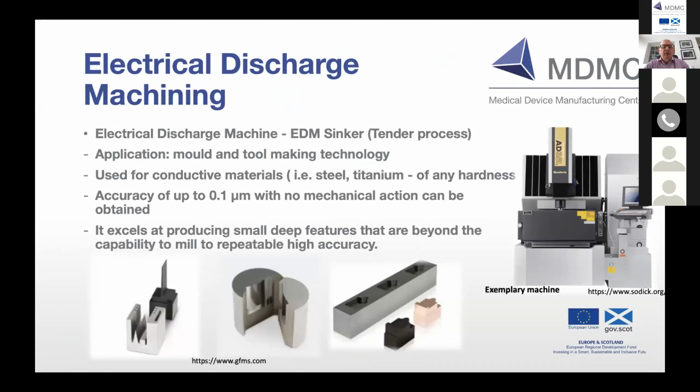Another machine which will be very useful for manufacturing molds and also for making tools will be electrical discharge machining, also known as an EDM sinker. You have an exemplary machine here because we are going through a tender process. Accuracy would be of the order of 100 nanometers with no mechanical action. The idea is to produce very deep features that are beyond the capability of a milling machine and with repeatable accuracy. The materials we're going to use would be titanium or any hardness of material.